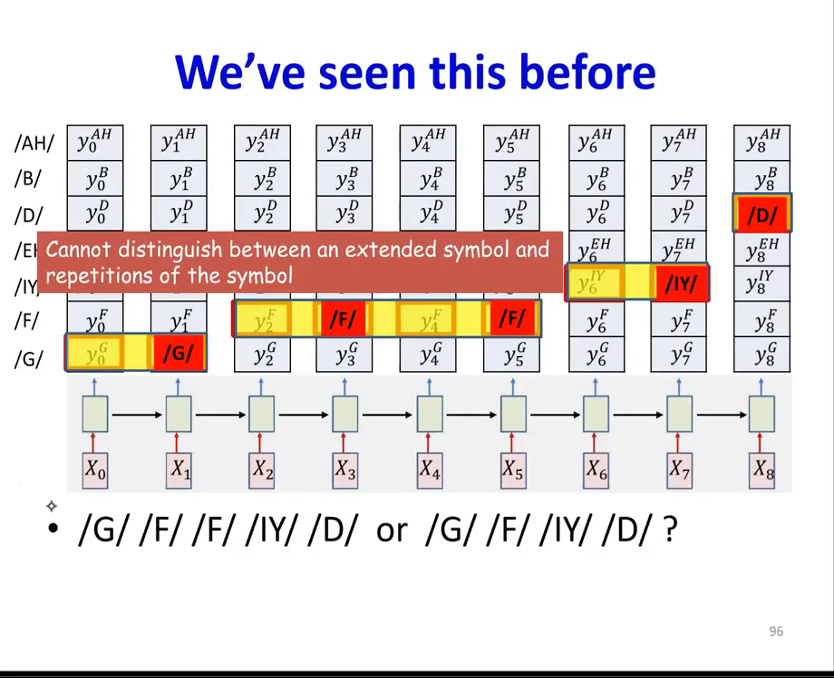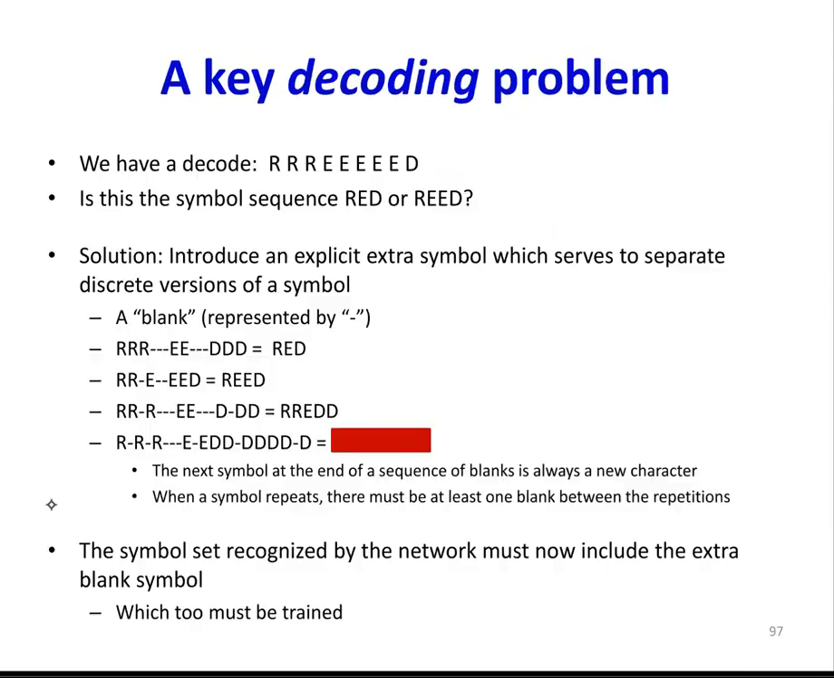So how do we deal with it? We saw this earlier, correct? To deal with this business, we are going to introduce an extra symbol, which is basically mostly unemployed. It's got only one job in life, which is to serve to separate discrete versions of a symbol. We're going to call it a blank. It's not a space, we're calling it a blank. I'm going to represent it by this hyphen symbol, okay?